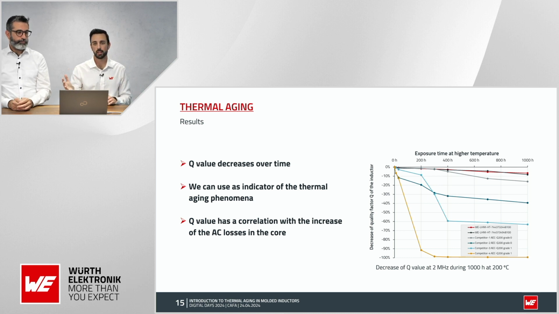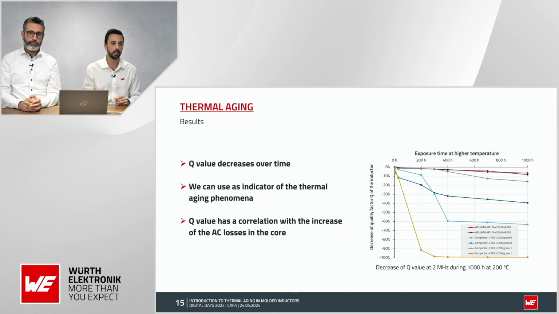Also, here we have the Q value, but the Q value is not easy to relate to losses. After testing several different products, we found a rule of thumb correlation that approximately a 40% decrease in Q value is equivalent to approximately double the AC losses. So in the case of 10%, we should expect less than a 20% increase in the AC losses. That is a very low value. And this is why we can very easily characterize this degradation process.